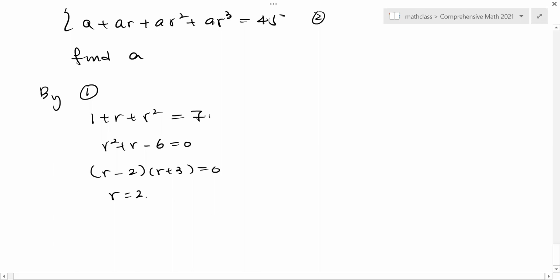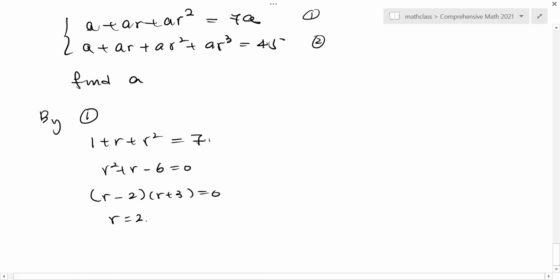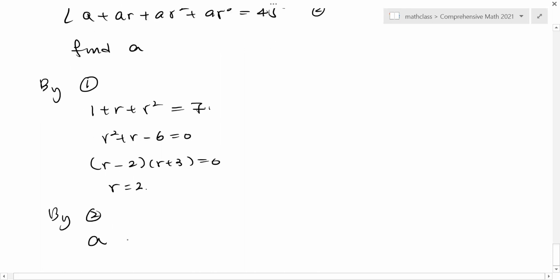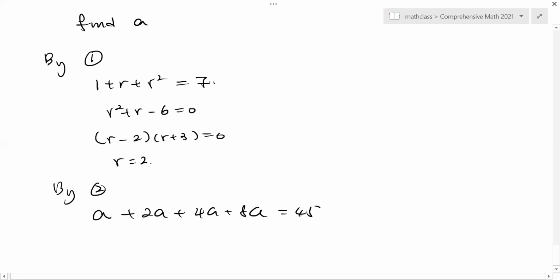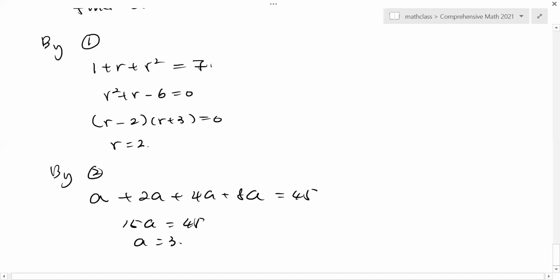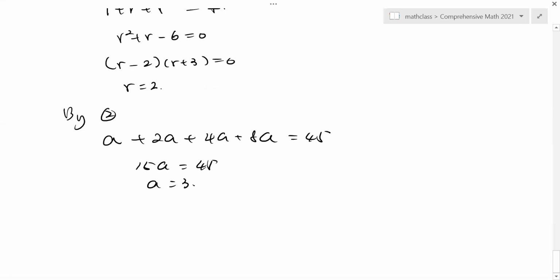Now, once you get 2, then you plug it into the above formula. So you have a plus 2a plus 4a plus 8a should be equal to 45, and from here a is going to be 3. Because this is 15a equals 45, so a equals 3. Yeah, that's how we solve the equations.